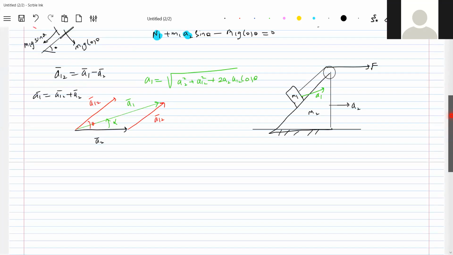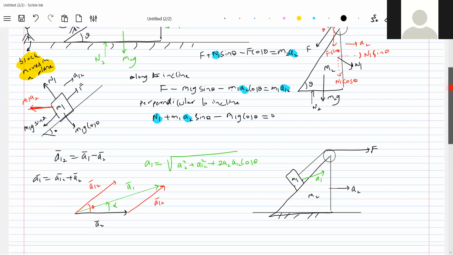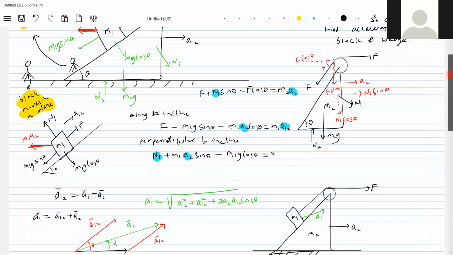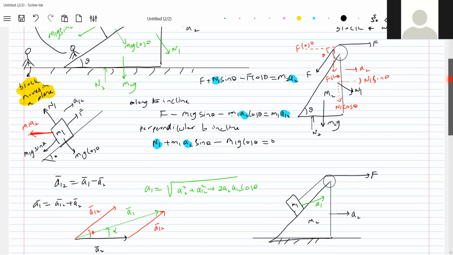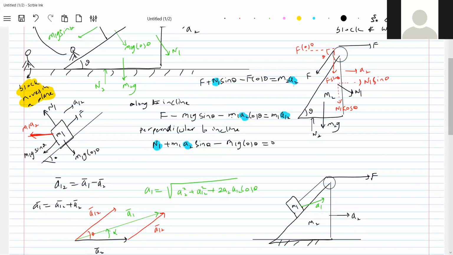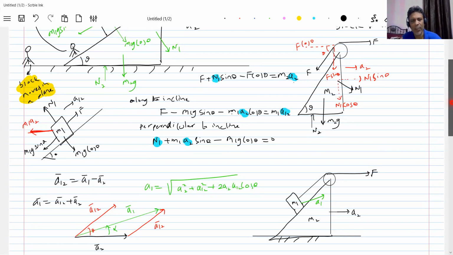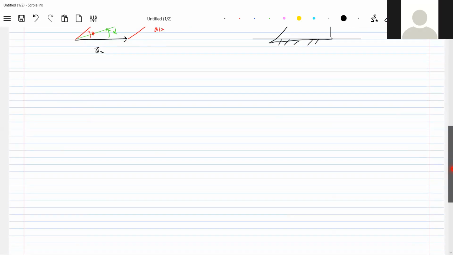Sir, from the ground frame we cannot solve this problem because we cannot justify the direction of the acceleration of the block. Even we don't know, no. At the end we got the answer, but in the beginning we don't know. So that's why I'm using this method.